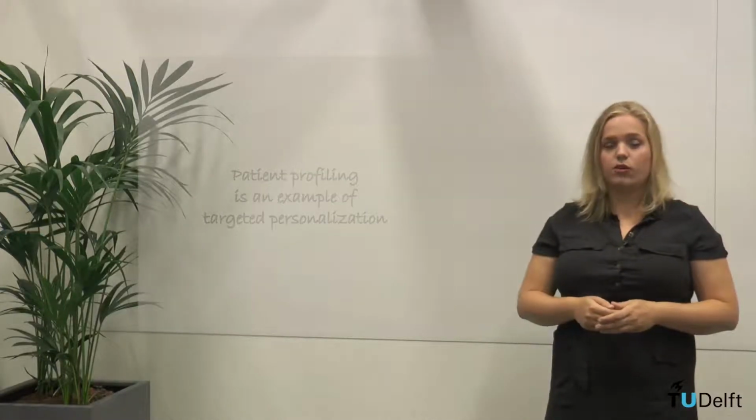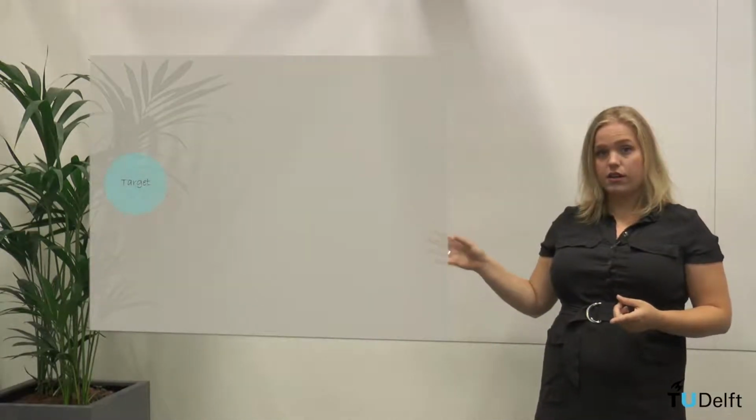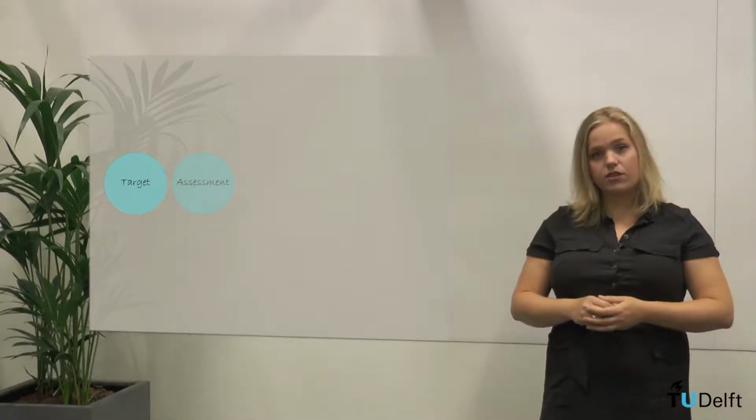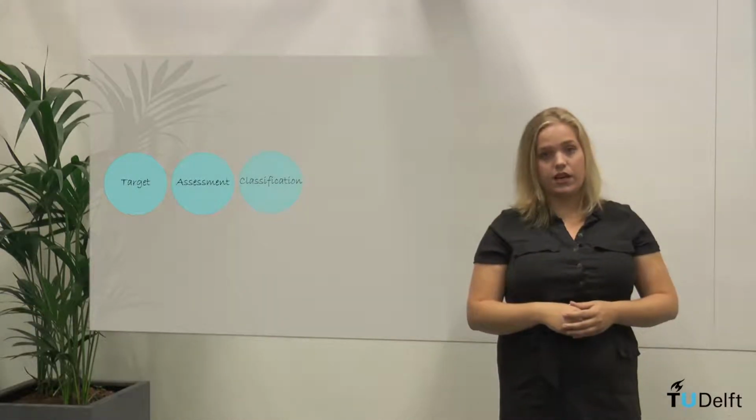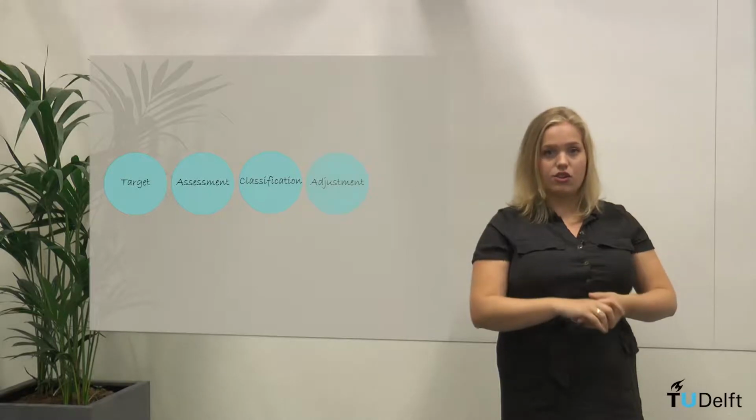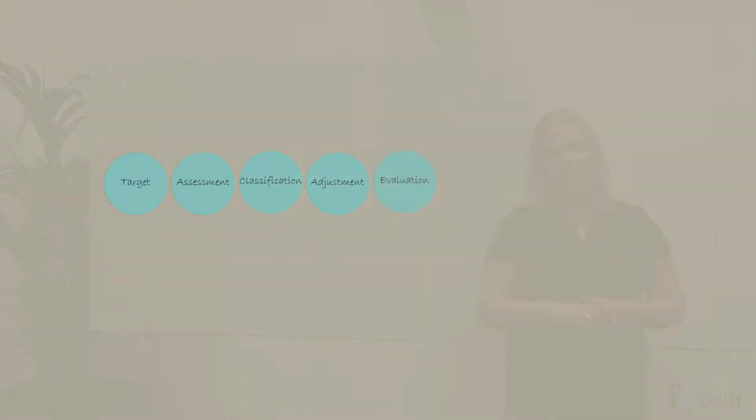I will first tell you a little bit about the method, and then I will show you how you may use it in conjunction with the patient journey map. The patient profiling approach is a relatively straightforward method of personalization, which consists of 5 steps. First, the definition of the target. Second, assessment. Third, classification. 4, adjustment. And 5, evaluation.